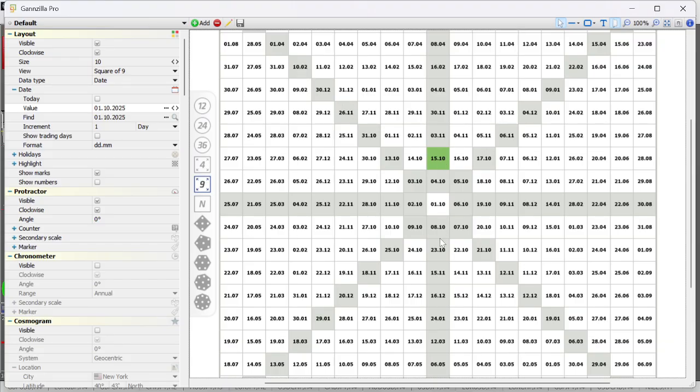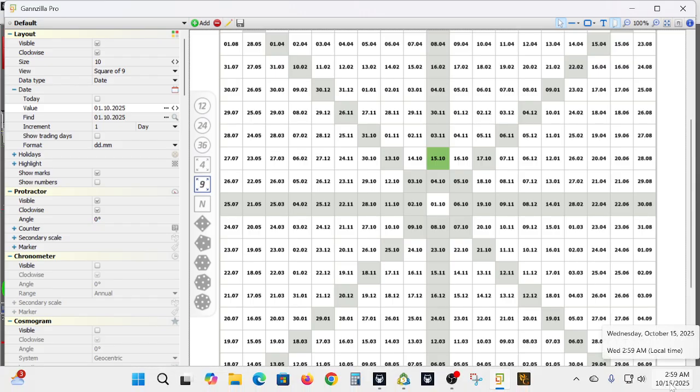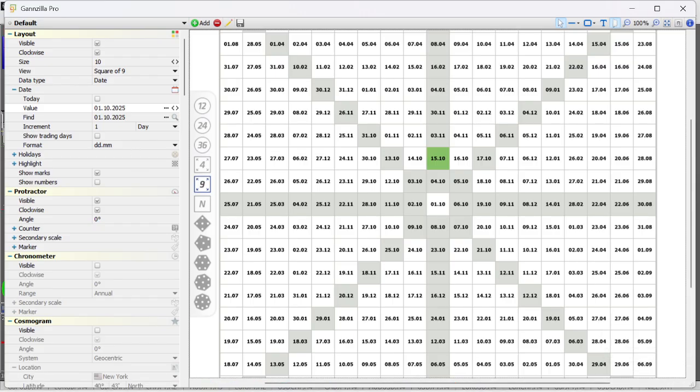I'm looking at October 15, 2025. Yeah, October 15, day and month. 10:15 is at 90 degrees. All the shaded areas are the strongest support and resistance.